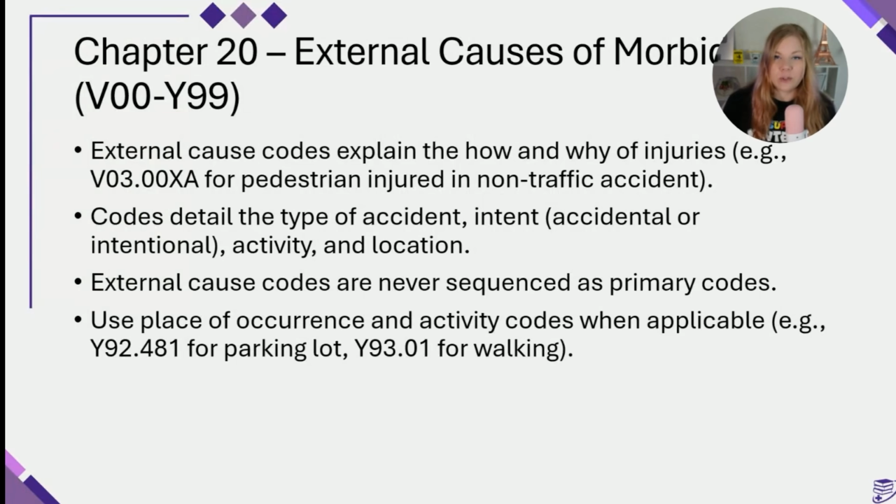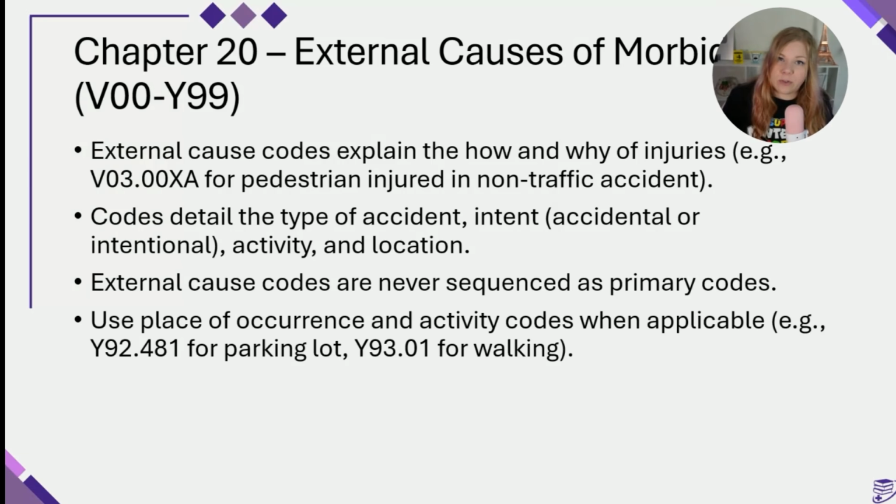Chapter 20 includes codes for external causes of morbidity. So that's kind of the how and the why behind these injuries. So for example, B03.00A is used for a pedestrian that's injured in a non-traffic accident. So these codes provide a lot of information about the type of event, whether it was accidental, whether it was intentional, like kind of the circumstances, the activity, the place it occurred.